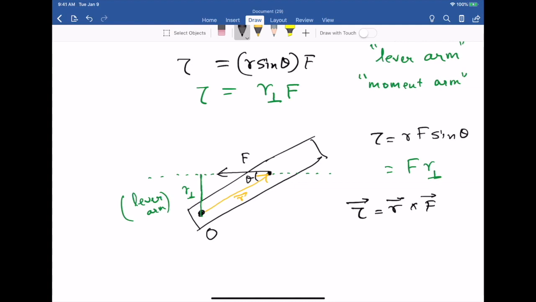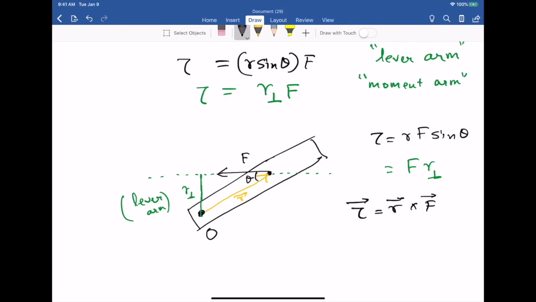So R points in this diagonal direction, F points to the left. If you use the right hand rule, you would have your right hand with the four fingers pointing one way and the thumb pointing perpendicular to them. Then you would point the four fingers of your right hand in the direction of R, and then you would curl your fingers in the direction of F, and your thumb would give you the direction of the torque, which in this case would be out of the board, right? So the torque here is out of the board. And so that's the direction of the torque vector.